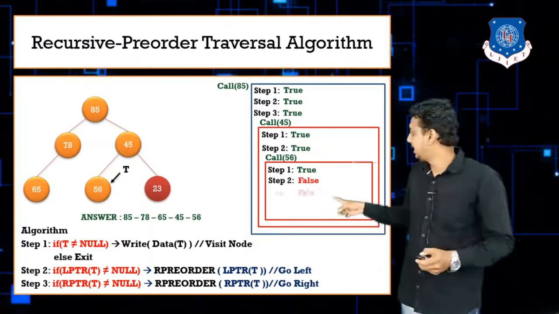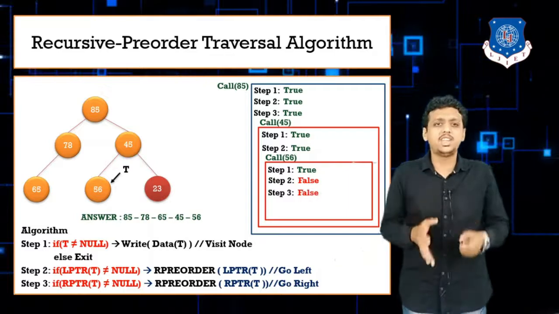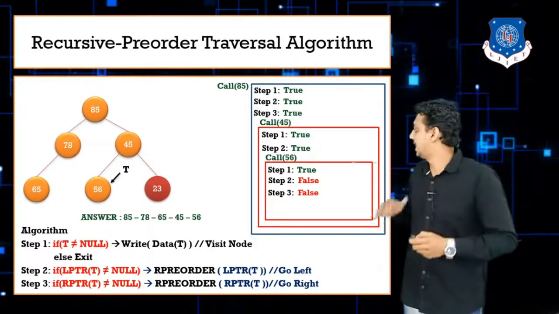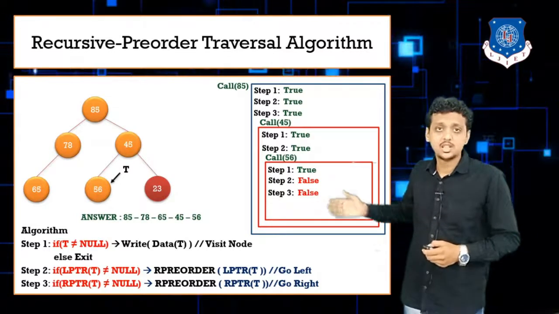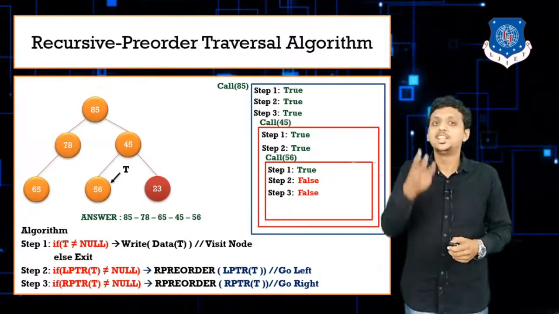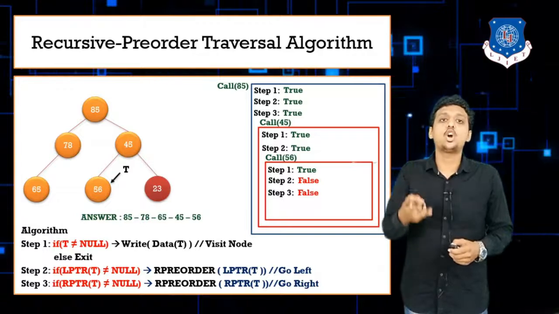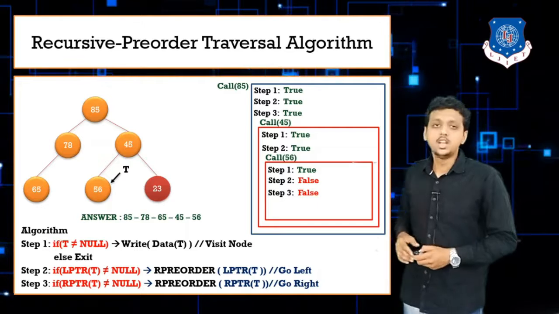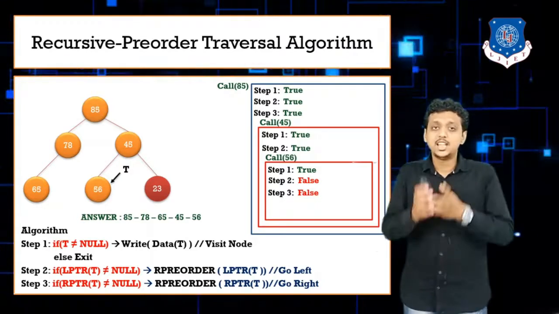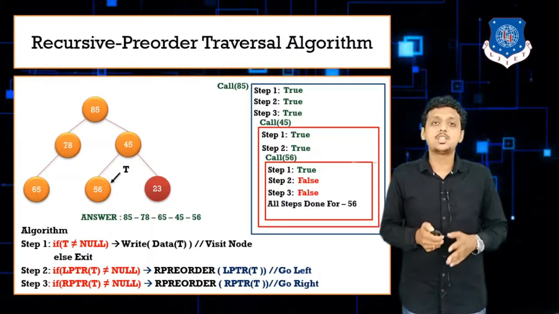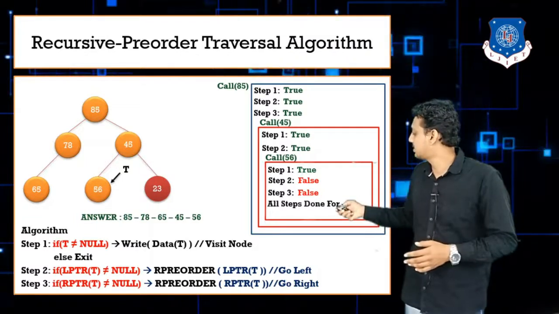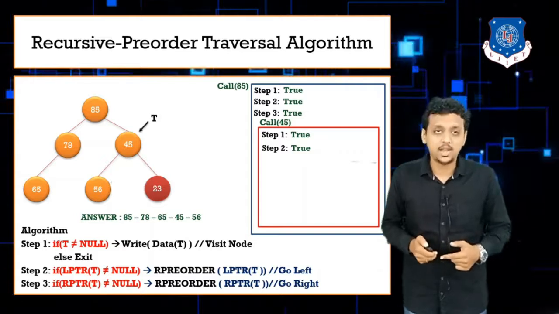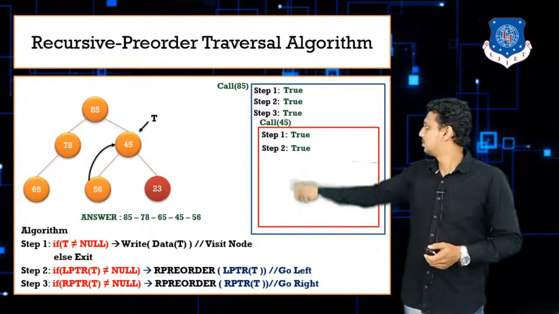Now step number 3, that is on the right side of 56. Students, do we have anything on the right side of 56? No again. That means move forward to the next step. Is there any step left for 56? Step number 1 is completed, 2 is completed, 3 is completed. That means the function call is finished for 56. So for 56 the function call is completed. That's why my control gets back to the parent node. Here all steps are completed for 56. So my function control gets back to the parent node, that is 45.